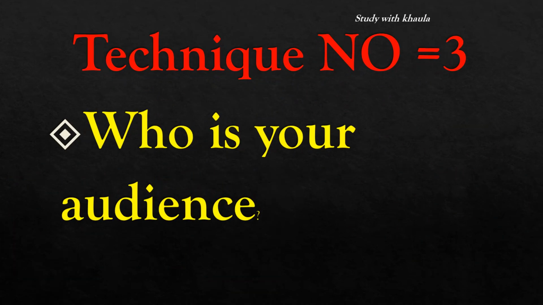So guys, let's discuss technique number 3. Who is your audience? It's a very basic and very important question. You need to consider who your likely readers are. Writing a movie review for children requires a different approach than writing for adults. Your report depends on your likely audience. Maybe they are children, maybe they are adults belonging to an older age. So you must be very careful about your selection when writing a review.